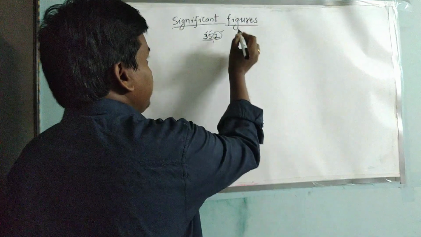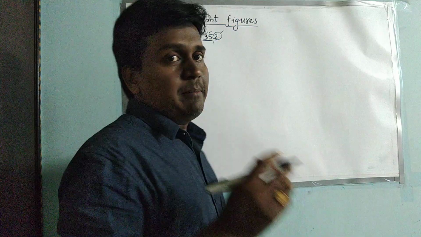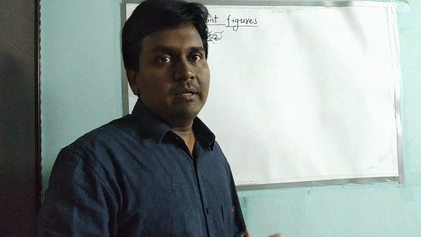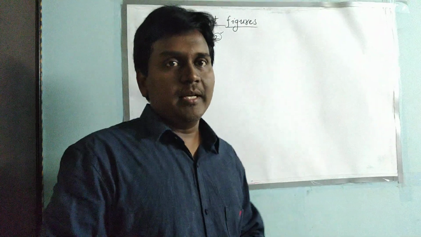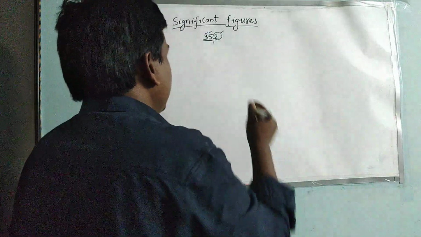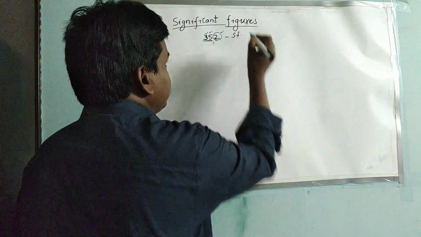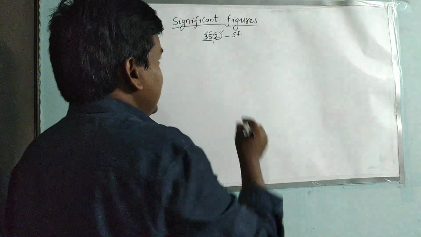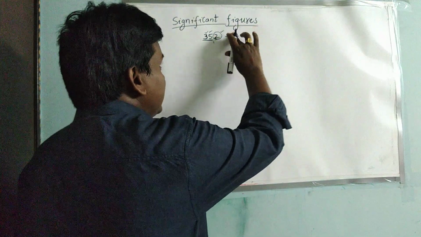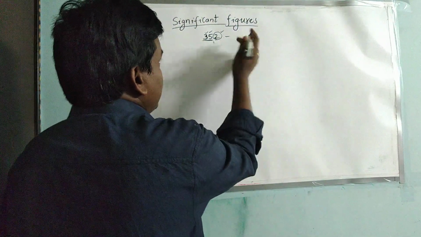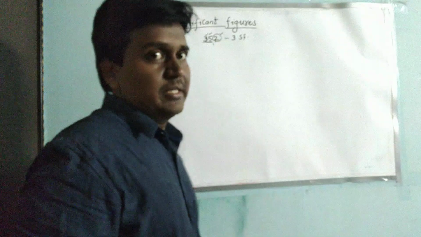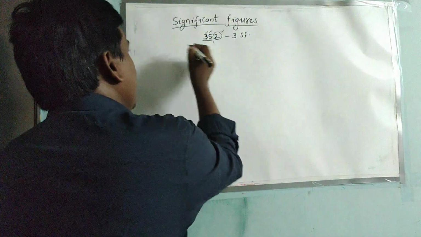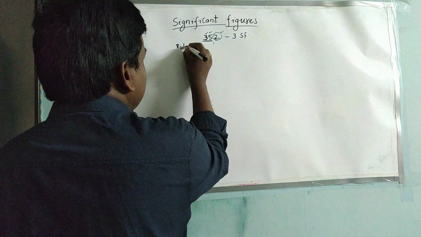So this is uncertain. If all figures in the number are certain and it has one uncertain figure, then we call that a significant figure. Here there are three significant figures. And here we have to follow some rules for the significant figures.